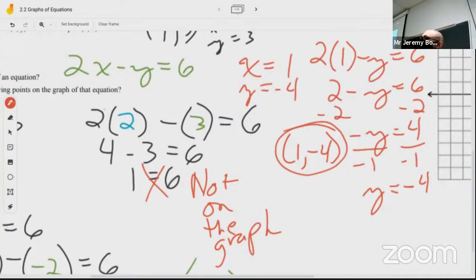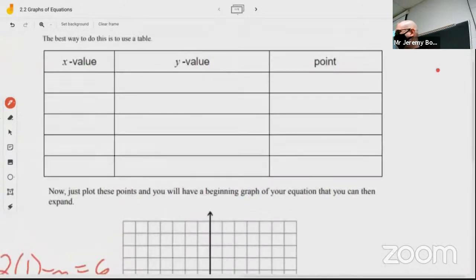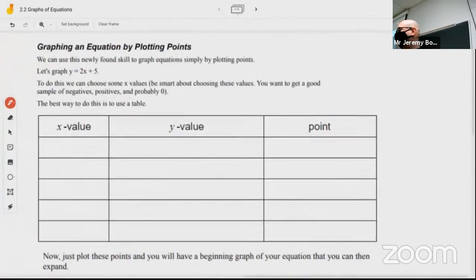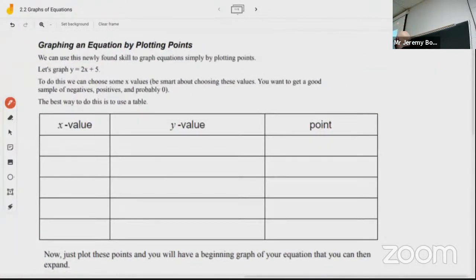Any questions on that? So we can use that to figure out what the graph of an equation looks like.